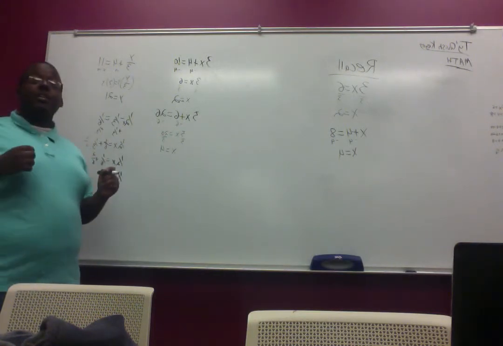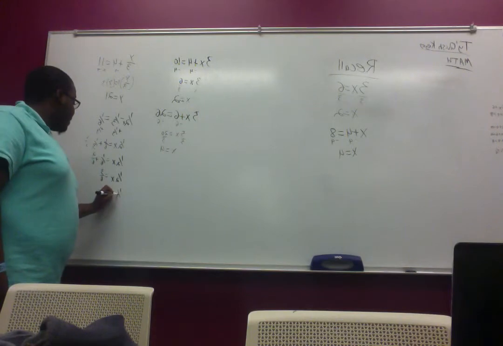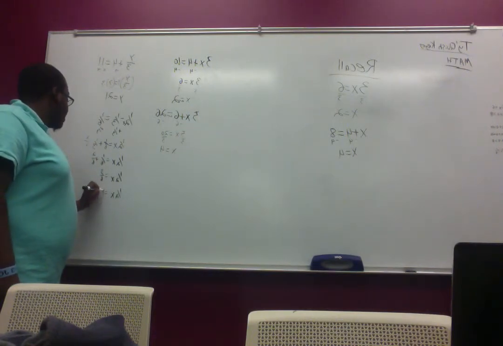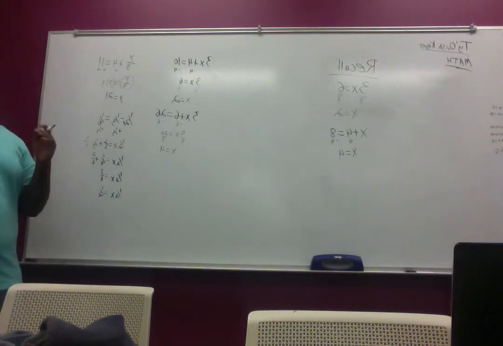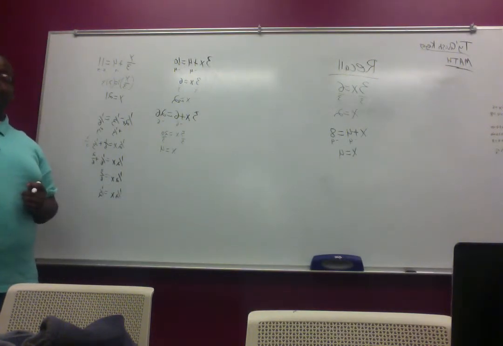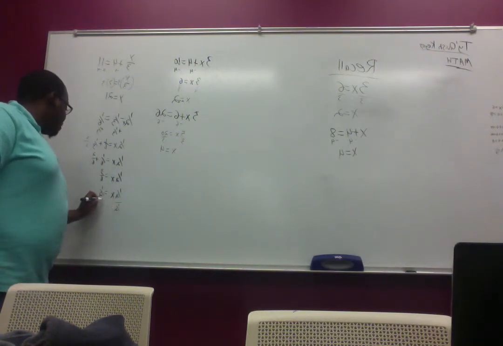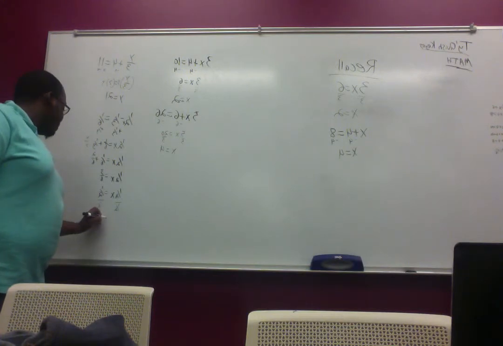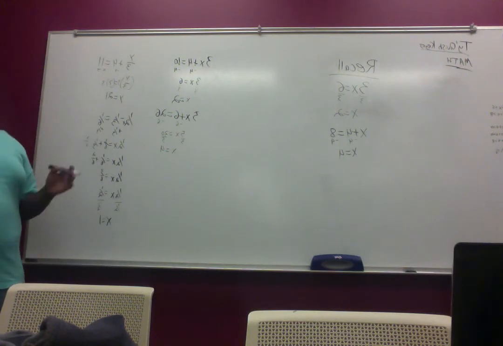Can anyone tell me how to simplify 3/6? That's 1/2. 1/2, exactly. So 1 half x is equal to 1 half. Can anyone tell me how to finish this problem? Divide both sides by 1/2, yes. X is equal to 1. There you have it. This is how you solve two-step equations.